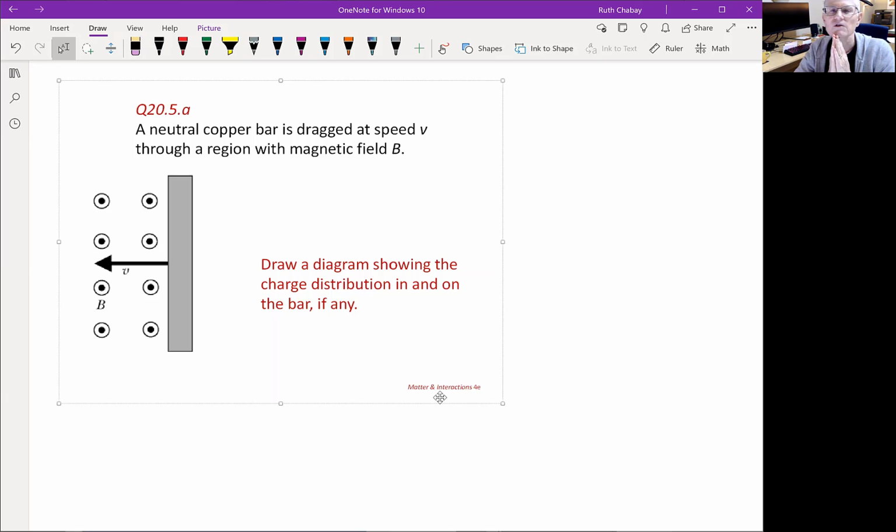And if so, how might it polarize? So is there any reason at all, there's no electric fields here, but is there any reason at all that this bar might polarize? So just think about this for just a minute.